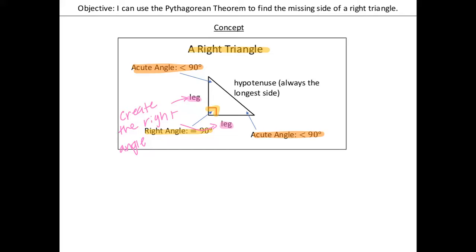Okay, and then we have the side opposite of the right angle that is called the hypotenuse. So this here, across the right angle, that is called the hypotenuse, and it's always the longest side of a triangle. So again, the hypotenuse is always across the right angle, is always the longest side of the right triangle, and then the legs are the sides that create the right angle.